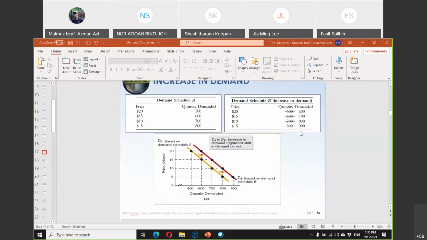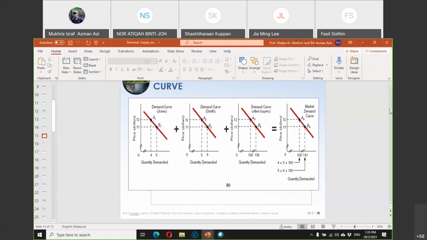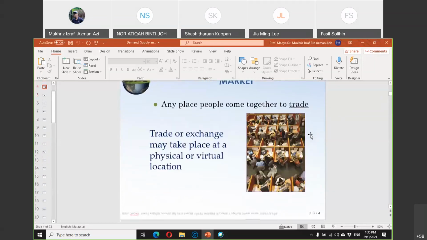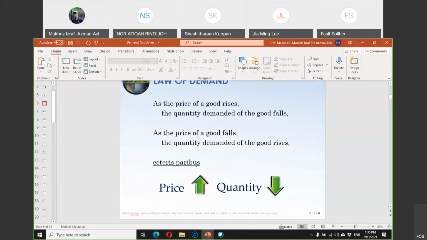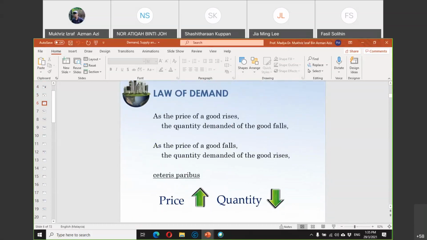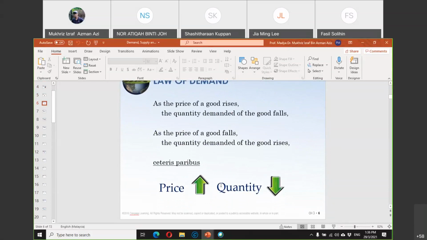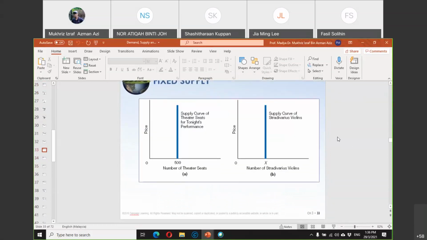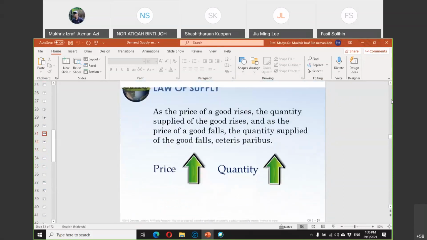Just now, earlier, we talked about the term ceteris paribus, meaning other factors remain constant, or other factors remain unchanged. So when you talk about the law of demand, you are only referring to that particular good. If you're talking about the Samsung A52 model, we're only looking at the price and quantity of the A52. Ceteris paribus means, what are the other factors? The other factors are this one just now.